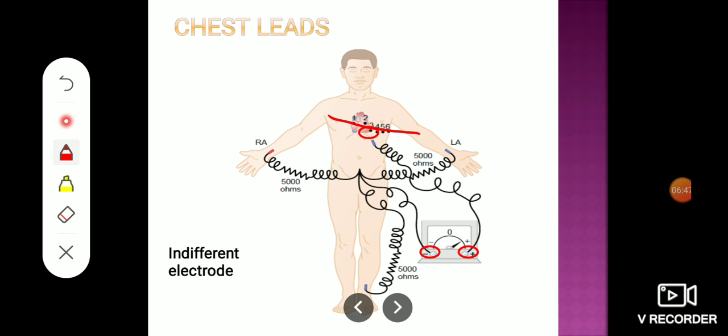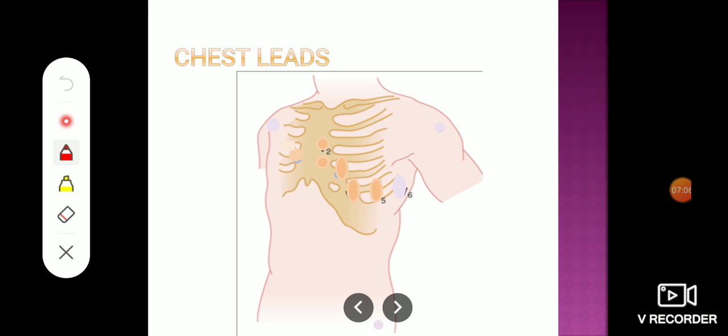so that we can focus on the heart horizontally, some on the right side, some focusing on the interventricular septum, and some focusing on the left side of the heart. So this is called the exploring electrode. Through this we are picking up the potentials coming from the heart horizontally. So these are the locations of the chest leads.